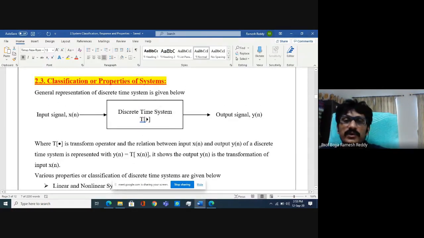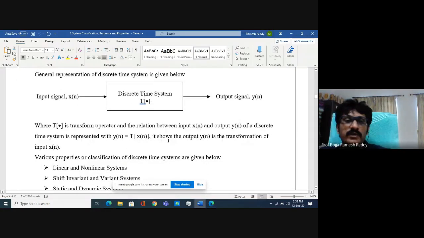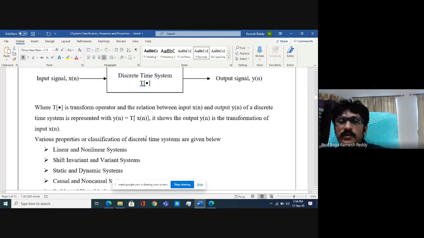T dot is the notation used to represent a system with input x of n and output y of n, where T dot is the transform operator. The relation between input x of n and output y of n of a discrete time system is represented as y of n is equal to the transformation of x. This is the notation. The transformation of any input, T of x of n, is equal to y of n, which is the output. It shows the output is the transformation of the input.